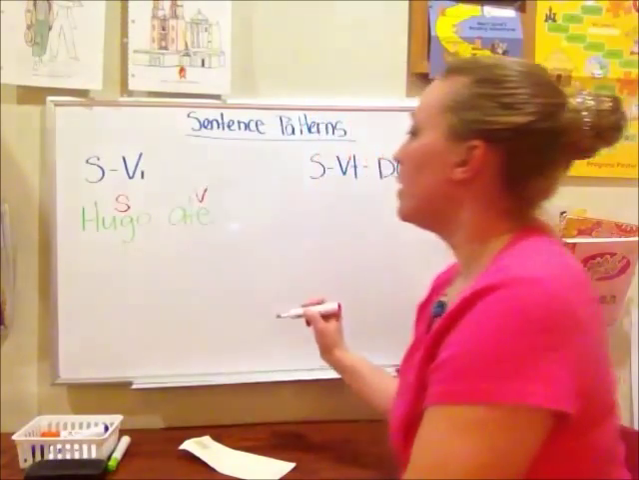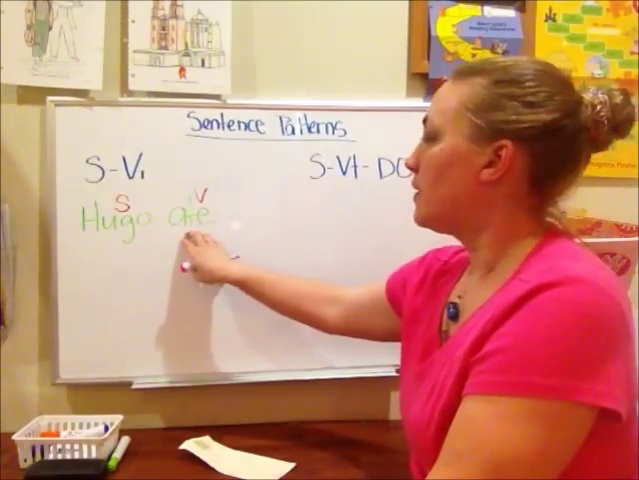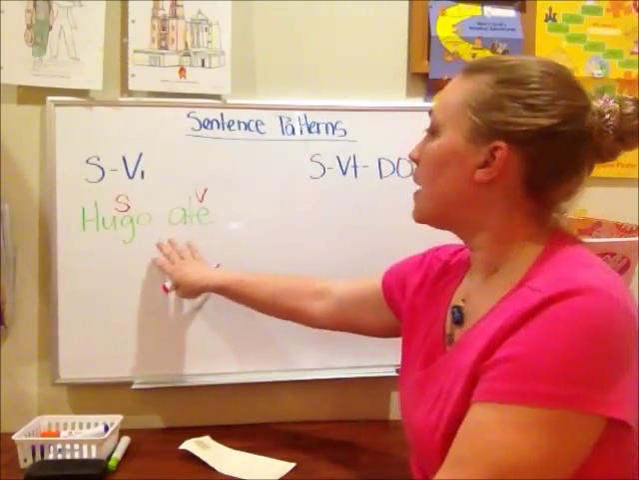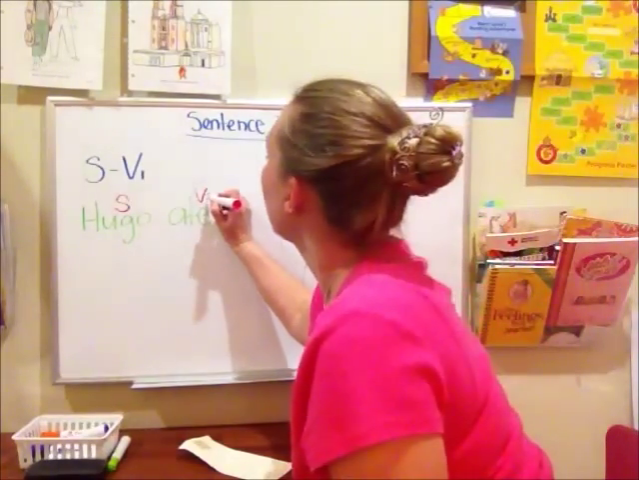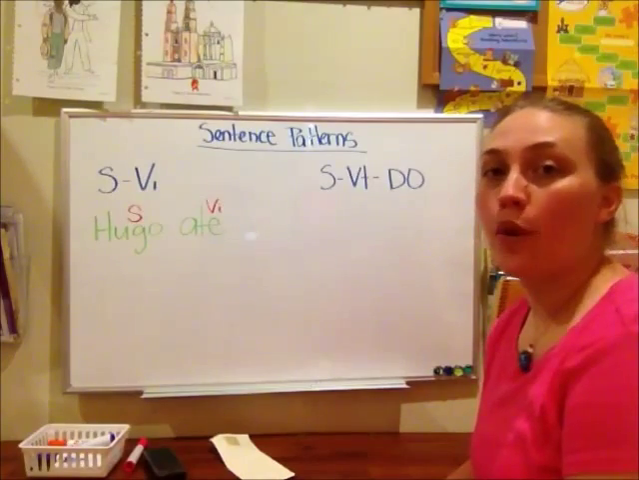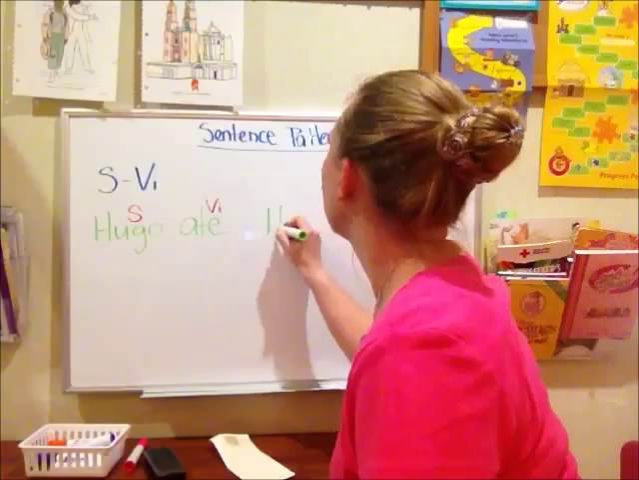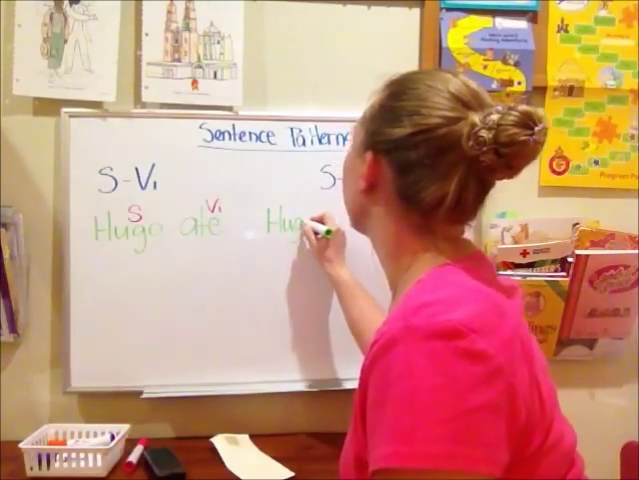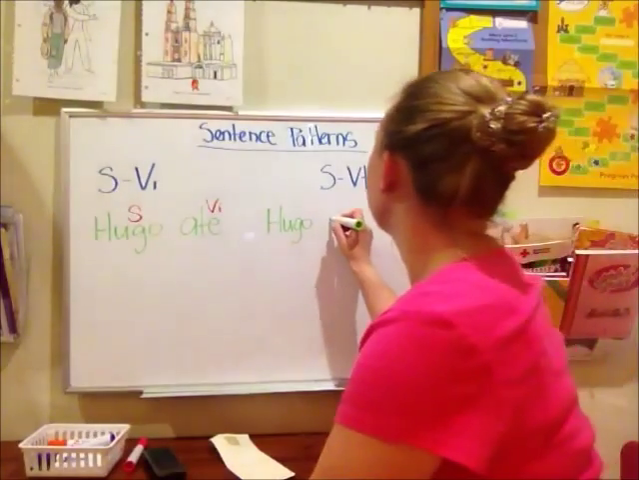Ate is the verb. Because there's nothing that comes after it, the action that's happening, the eating, is not being transferred anywhere, so it's intransitive. So we mark it SVI. Okay, for our second sentence, the subject is still going to be Hugo. Hugo is the subject of our sentence. What did Hugo do? Hugo ate.